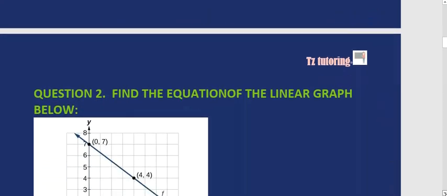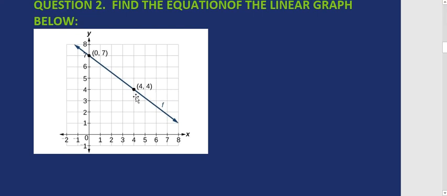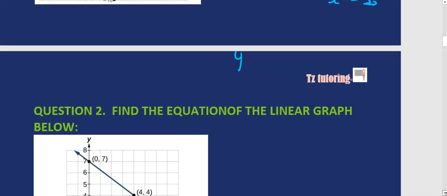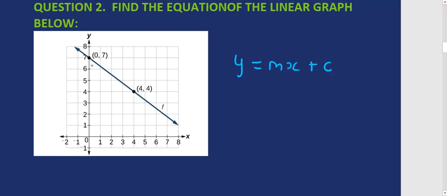For question 2, it is just the reverse of question 1. In this question, the graph is given and you have to work out the equation. And of course, we know this is the format of a linear equation, y equals mx plus c. Where the graph cuts the y-axis will be your c, your constant, when x is 0. So to work out the c, we just look at where the graph cuts the y-axis, and that point is at 7. So we've got c is 7.